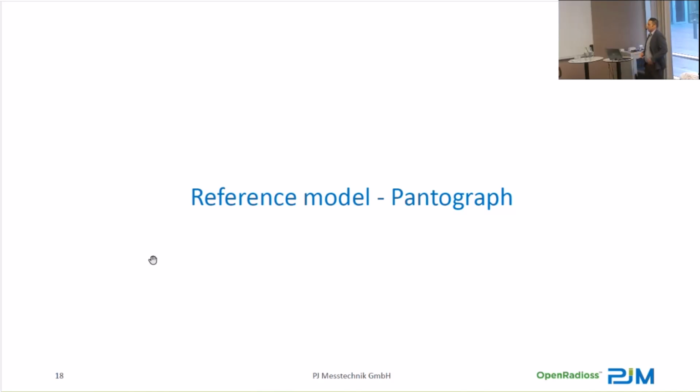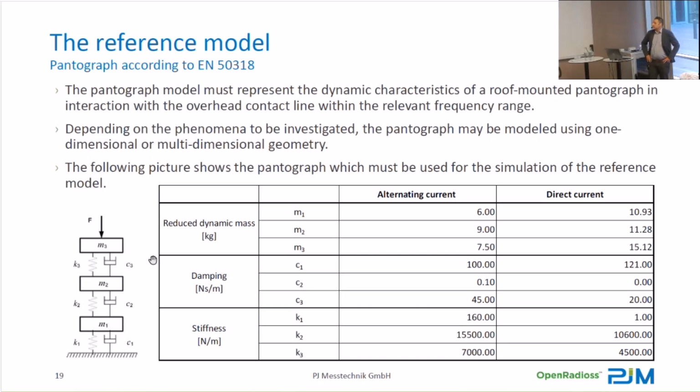Then how does the model for the pantograph look? The standard tells us, simplify it. Just use 3 masses, 3 dampers, 3 springs, and you're done. You see the units here, kilograms, so the mass 1, mass 2, mass 3 are around 10 kilograms. The damping varies a lot between all 3 of them, and also the stiffness varies a lot. Alternating current and direct current are different pantographs, of course.